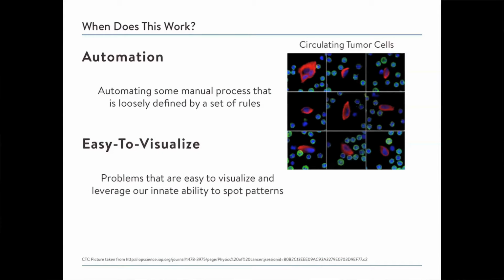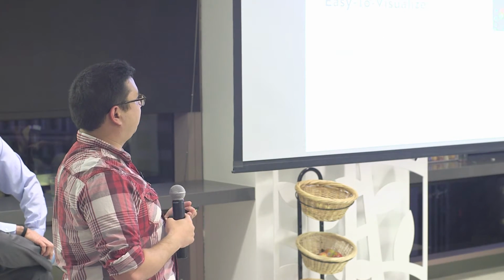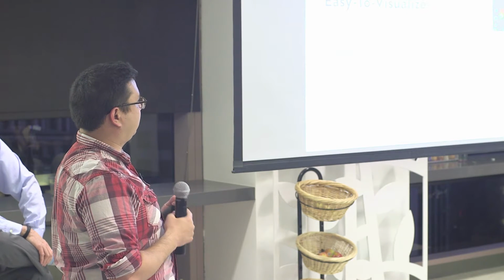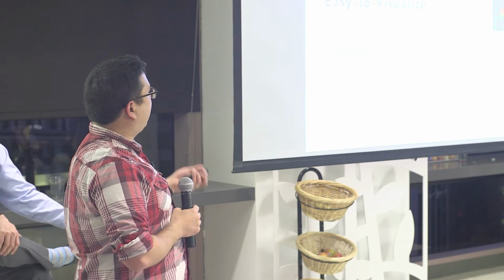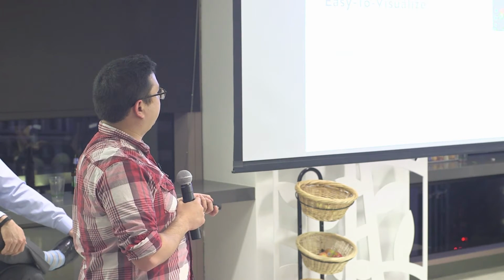So real quick, I just wanted to touch on other kinds of problems that you could use this on. I like to use it in things where automation is something that you want to do, where you have some sort of manual process that's loosely defined by some set of rules. A good example, I worked on this problem of detecting circulating tumor cells. So a technician sits down with an image, and they have a set of rules for what's classified as a tumor cell or not. And you can pretty easily build a detector for that.